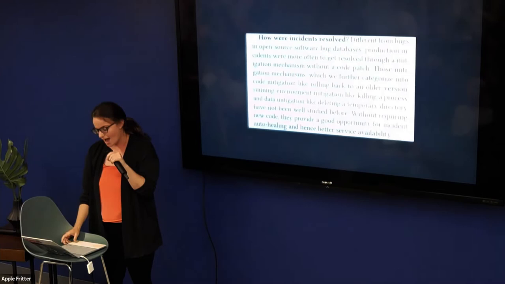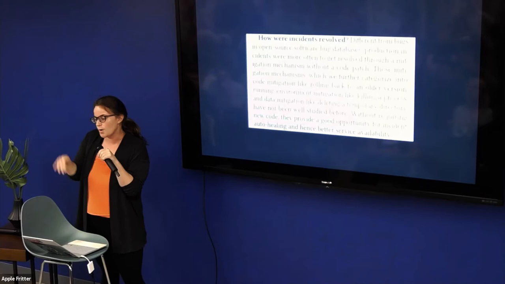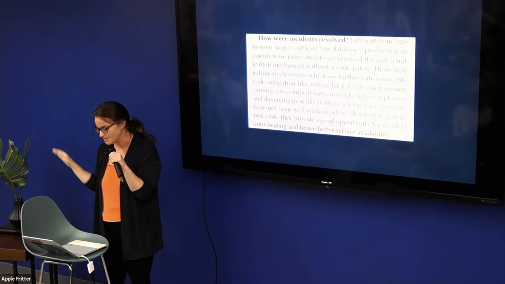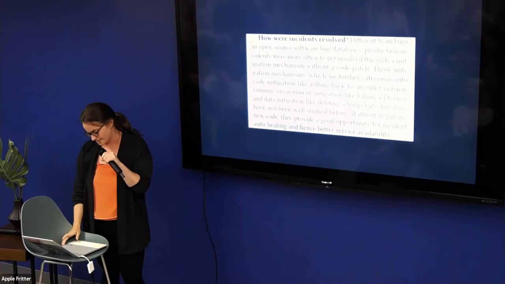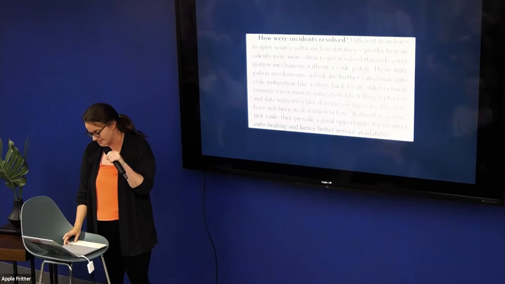So how did they actually end up resolving the bugs? Different from bugs in open source software, production incidents were most likely to be resolved without a code patch. So they're not actually solving the problem. It's more like they're going to put a band-aid on it for the time being. And we'll also go over the details of that. It's interesting to know that patching things, especially when you're in a rush and something's going down, is not actually what turns out to be the fix.